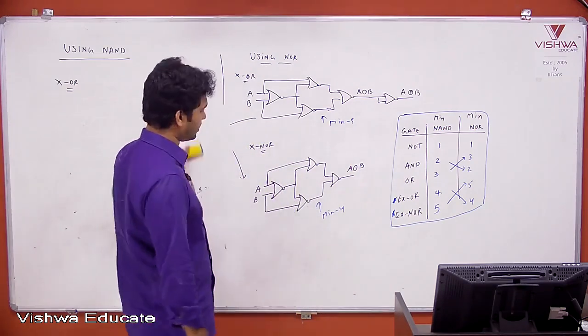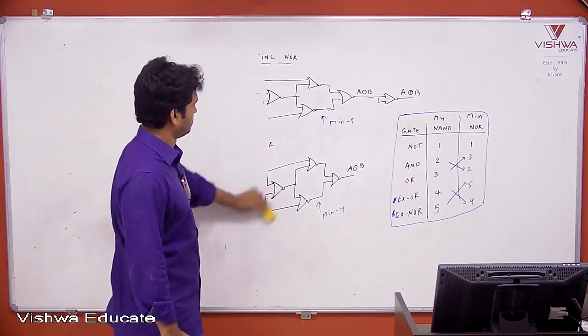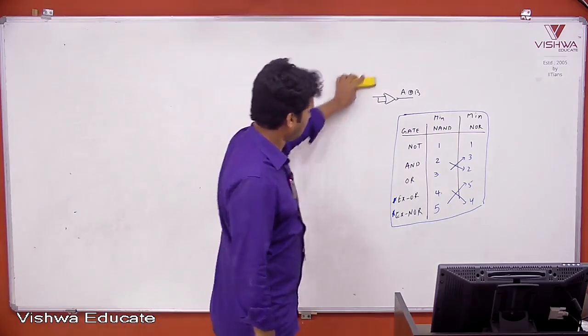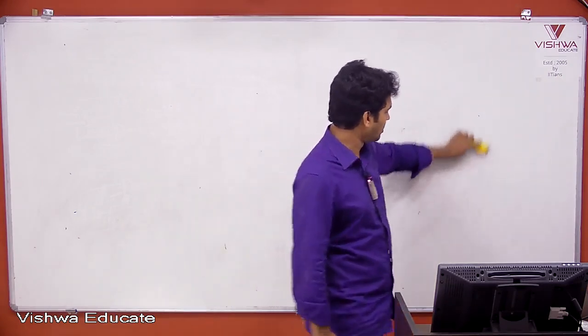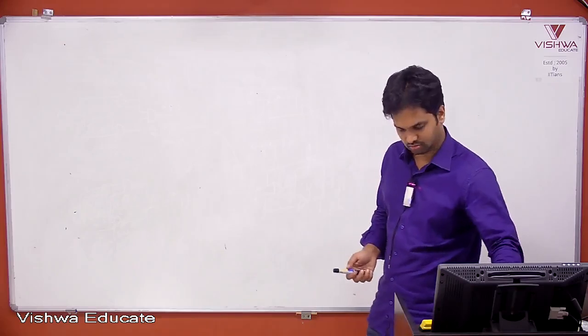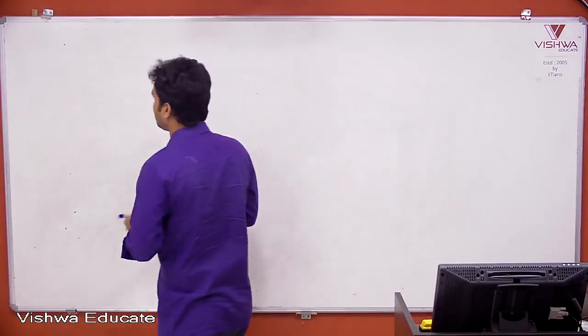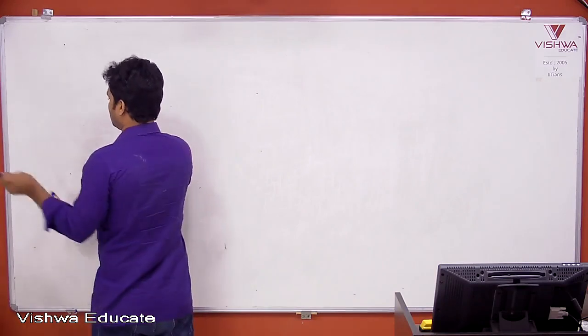This is what we had discussed in the last class. Up to this, implementation of XOR, XNOR we have seen using minimum gates. Now let us take two different functions and try it. Let us take the question.